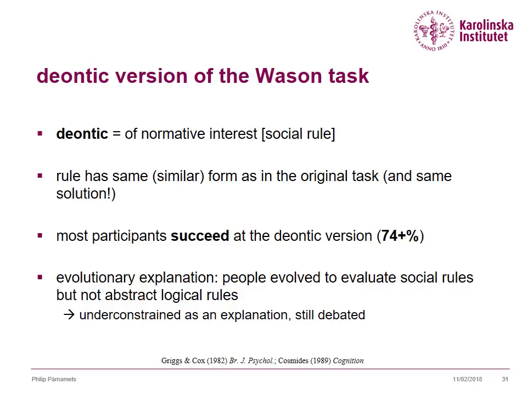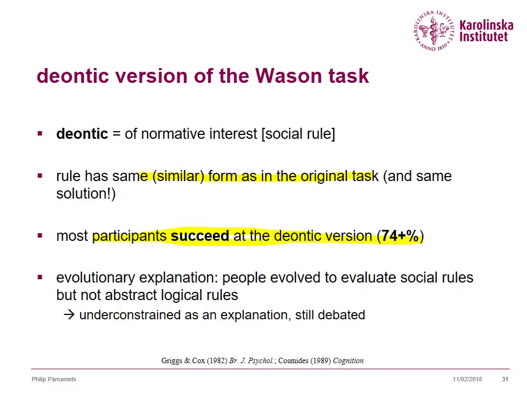And in this task, the deontic version of the Wason task, most participants succeed. So in the original Wason, most participants fail. Here, most participants succeed. And hopefully, you had that intuition when you were looking at these problems that the deontic task is much easier to understand. However, what is really important about this is that the rule has the same, or at least a similar logical form as in the original task. It's a form of if P then Q.